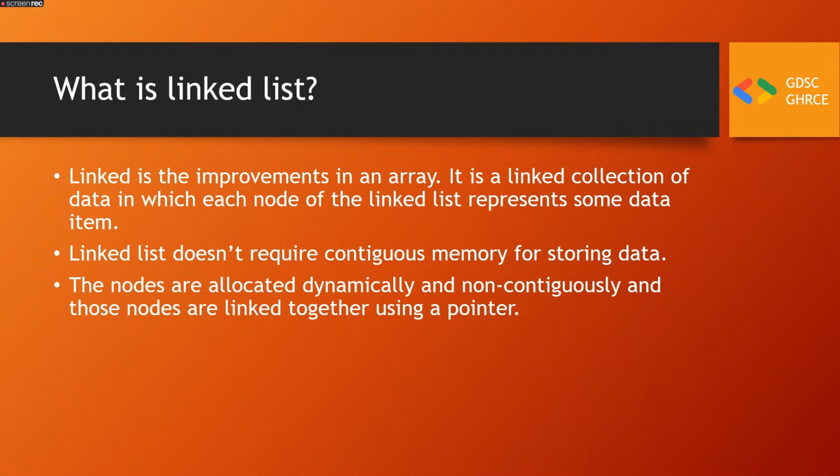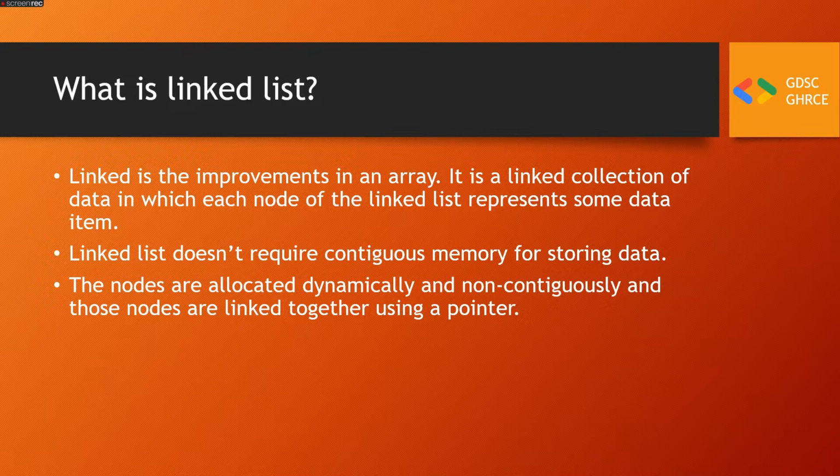Linked list is the improvement in an array. As we discussed, it is a linked collection of data in which each node of the linked list represents some data item. What do you mean by this? It means the linked list, as the name suggests, is the list which is linked together. What is a list? List is nothing but like if you go to the grocery shop, your mother gives you a list in which there are some items. If you want to bring some oil, you want to bring a soap, etc. So these are some items. In the same way, linked list also has some items, and these items are basically called nodes, and these nodes are connected together.